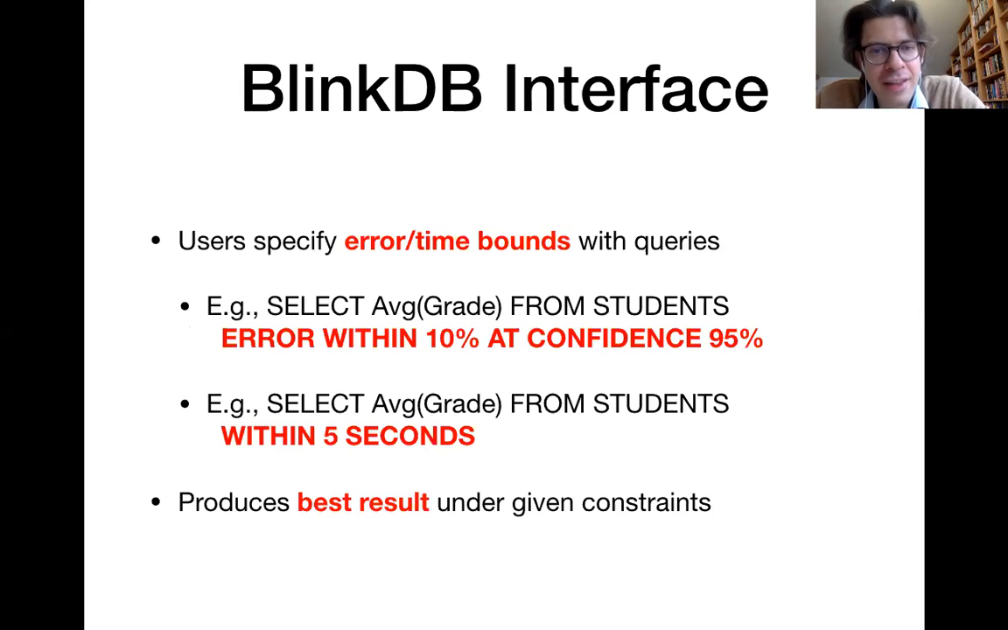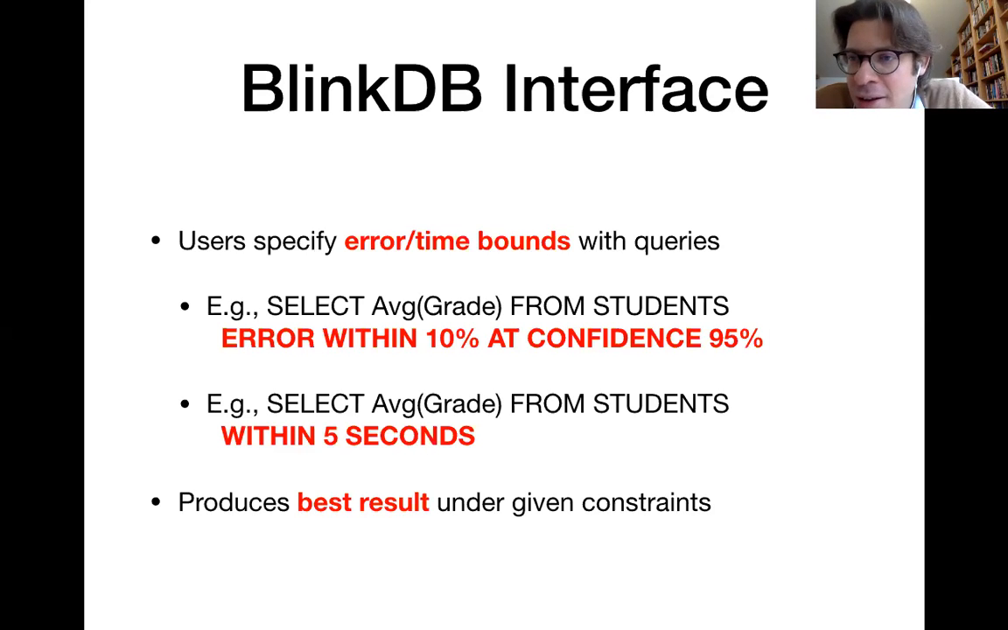So here, for instance, in the first query, we want to calculate the average grade from the students, but here we specify that the error should be within 10% at a confidence of 95%. So here we are essentially specifying the properties that the confidence interval must have for the system to stop processing. For the second query, we have specified a different constraint for the same query. We specify that the system should finish within 5 seconds.